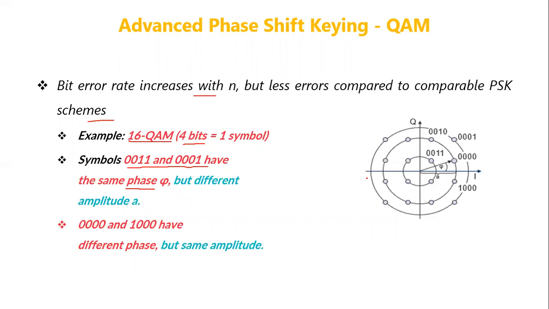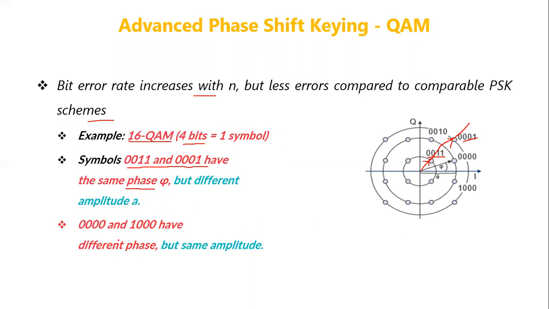Okay. So you can see 0011 and 0001. They both have the same phase. The phase of these two signals is the same, but their amplitude is different. 0011 has this amplitude, whereas 0001 has this amplitude. So this is how it combines amplitude modulation and phase modulation.